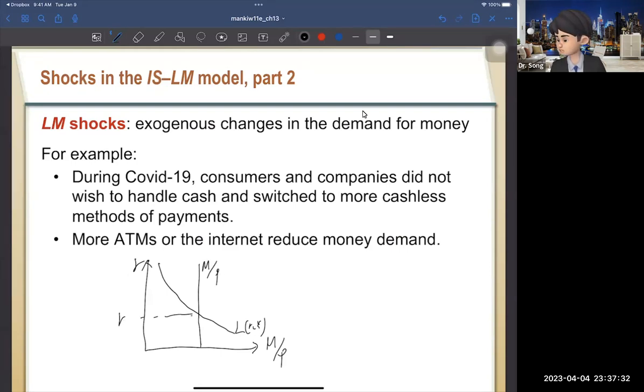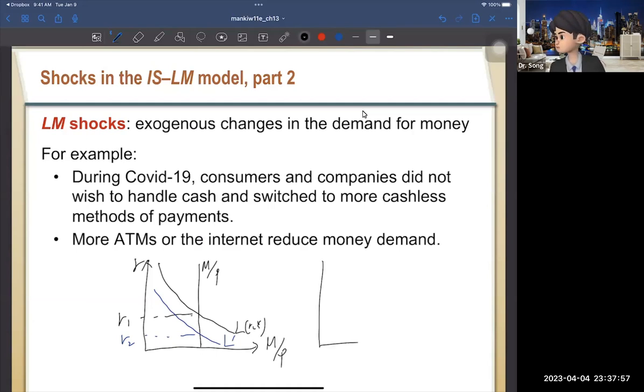Now, when the money demand is decreased, then this demand curve shifts downward or to the left. So let me call it L prime. Then what happened? The interest rate is decreased to R2. Okay. And then the second one, more ATMs or the internet reduce money demand, same situation. Money demand is decreased and we're going to have the lower interest rate. So that means the LM curve, we have to shift to the right.